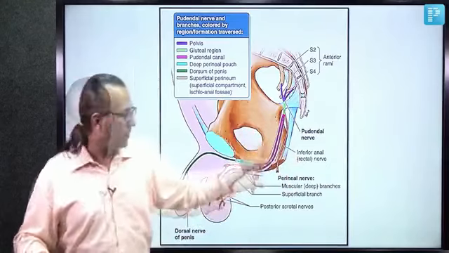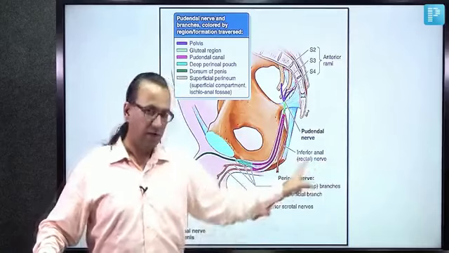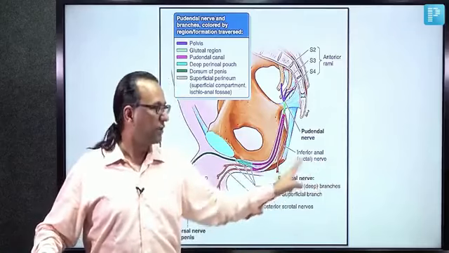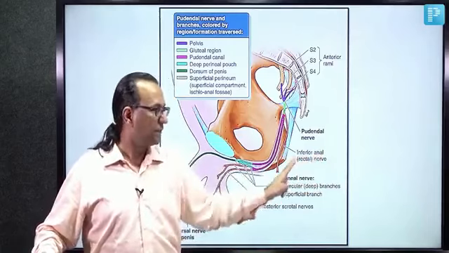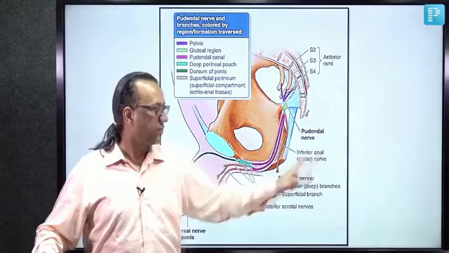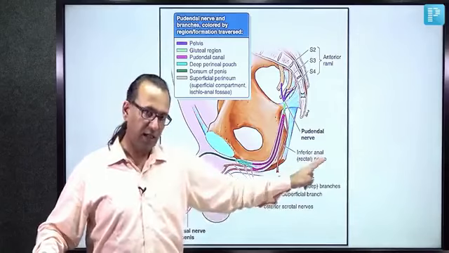The pudendal nerve will be giving a branch which is called the inferior rectal nerve, which is the content of the ischiorectal fossa, coming from the lateral wall of the ischiorectal fossa towards the rectum and the anal canal. This is the one which carries pain of the external hemorrhoids.